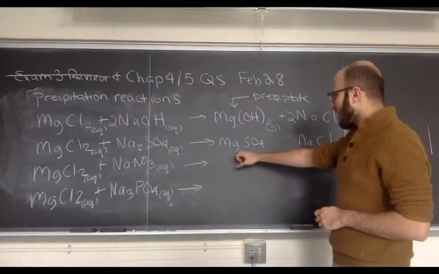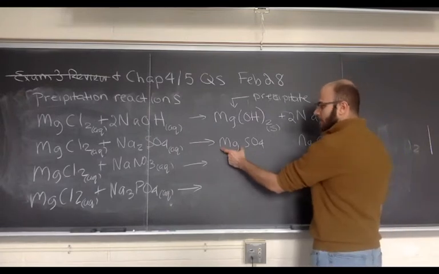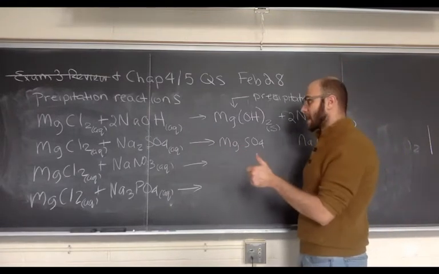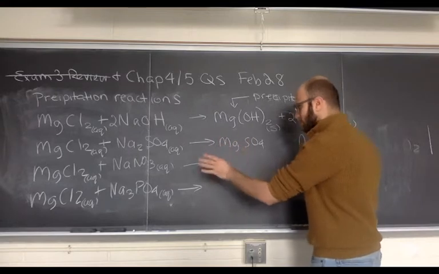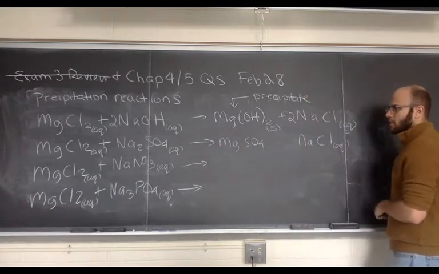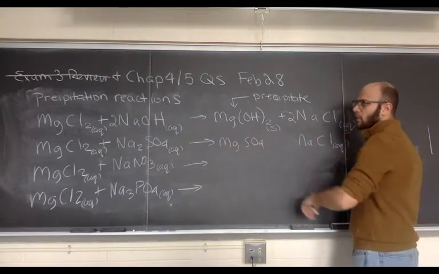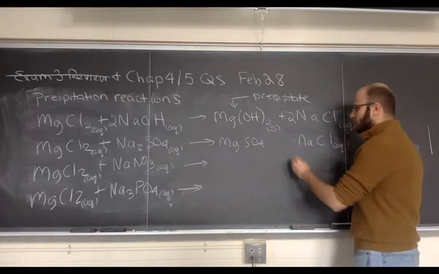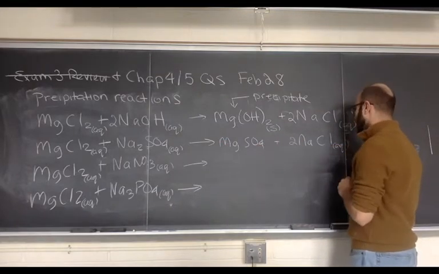So here we have magnesium sulfate. We have a +2 and a -2 charge, so that is balanced, at least the compound. We'll balance everything in just a moment. And then we have our sodium chloride. Here we know we have 2 chlorines on the left and 2 sodiums on the left, so if we add a 2, we're all good and done.